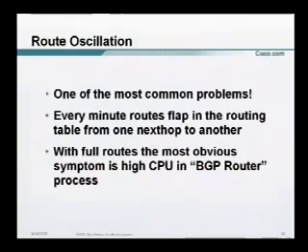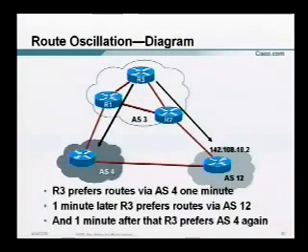Finally, loops and convergence issues. One of the most common problems. Every minute, routes flap in the routing table from one hop to the next one. With full routes, the most obvious symptom is just a high CPU on the BGP process. And typically it's something like this. Router 3 will prefer routes for AS4 1 minute, and then a minute later, router 3 prefers routes for AS12, and then back to AS4, and it oscillates between the two different exit points on a pretty much 1 minute basis. What's going on?